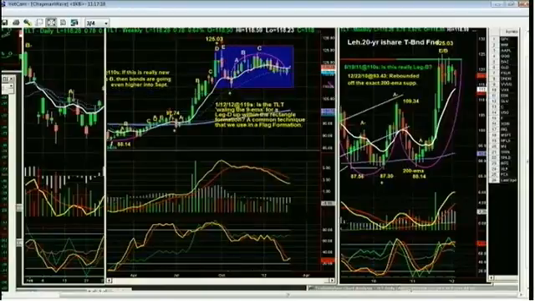I don't know how much money has been lost in rectangle formations when people try to buy the breakout at the top, or even worse, to short the breakdown. And there's a call for low interest rates.